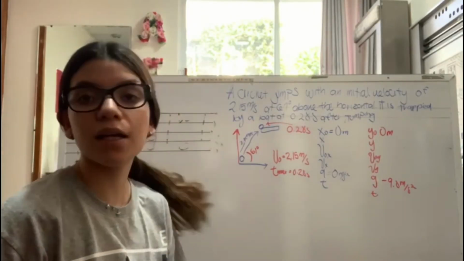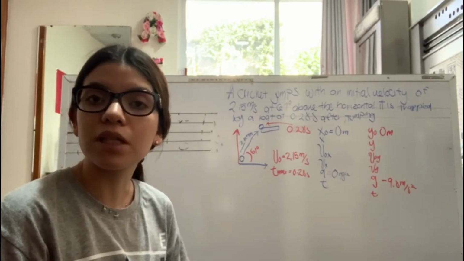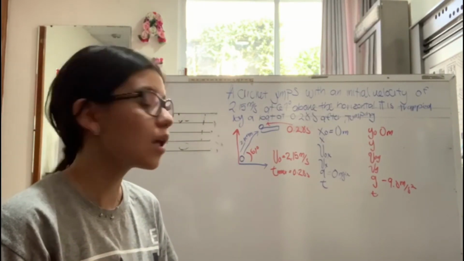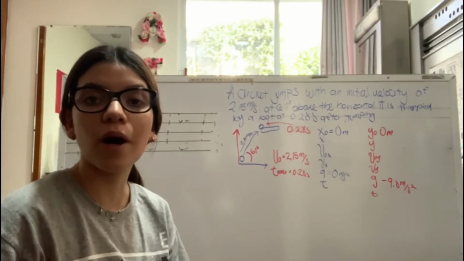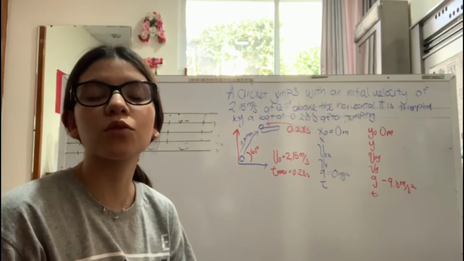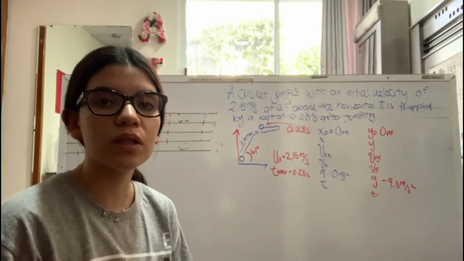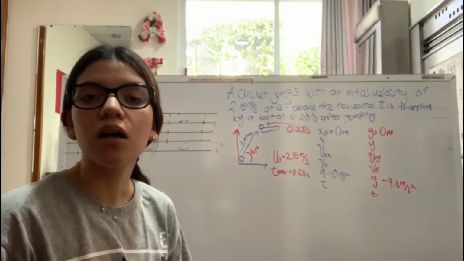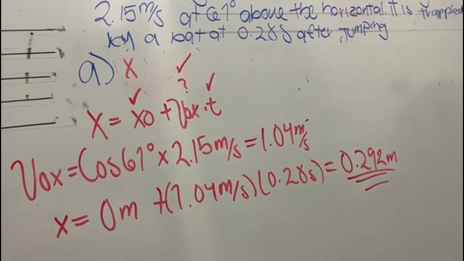The problem says that a cricket jumps with an initial velocity of 2.15 meters per second at 61 degrees to the horizontal, and that a bat intercepts it at 0.28 seconds. With this information, we know that our initial position in x and y is 0, our gravity in y is minus 9.8 meters per second squared, and in x our acceleration is 0. Now, the problem gives us the initial velocity. We need the initial velocity in y and x. First question: it is asking for the position of x and y when the bat intercepts.